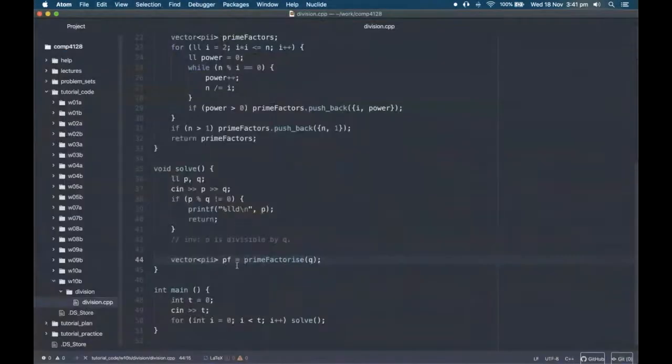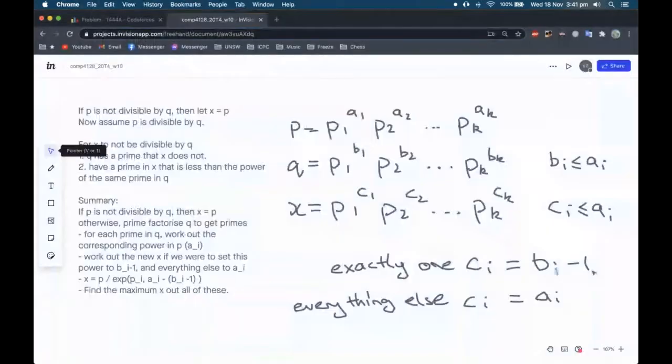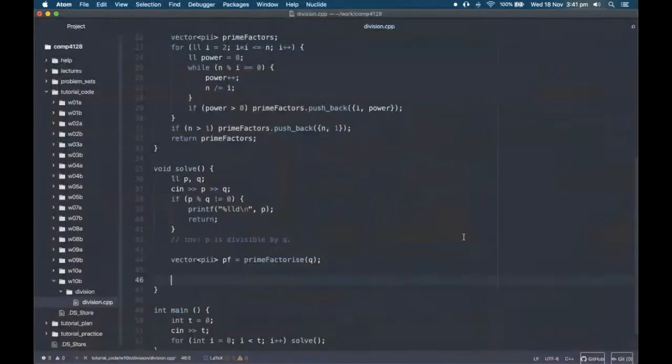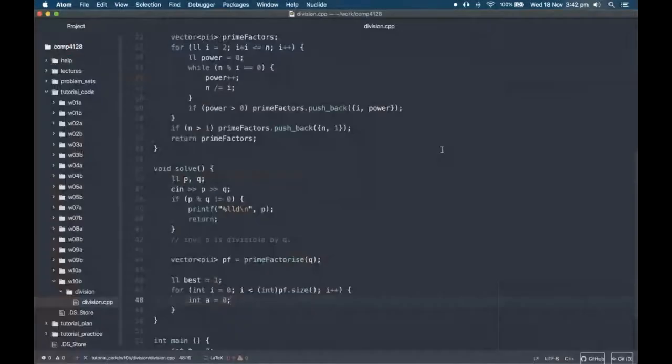Okay. So now that we've done that, we have this list of primes now. We need to find the one that is going to be, we're going to set ci equal to bi minus 1. So let's set best equals 1. This is going to be the best value of x that we've seen so far. Then I'm going to loop through primes of x. So I'm going to set a equals 0. A is going to be the power of p.